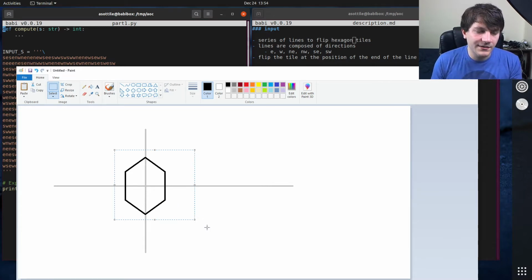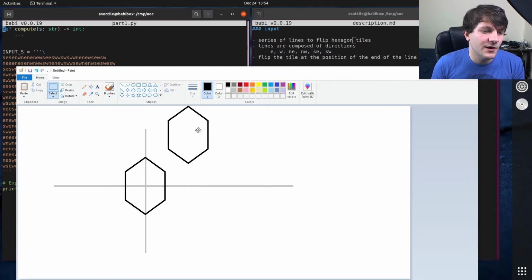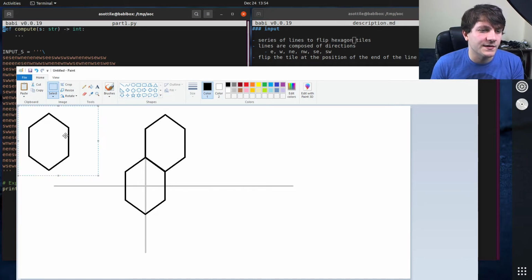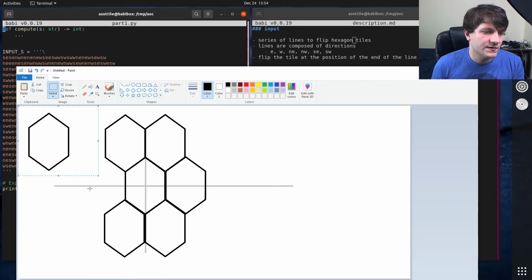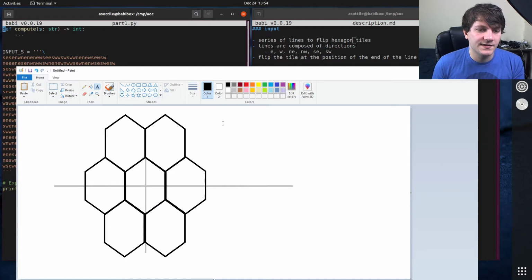So what I thought about for this problem is we have to imagine that we have a grid of these hexagons, so something like this. Let's actually just do all the ones that are around this central one, and then we'll show you how I managed coordinates. So we got 6 of these here. We know that we're starting at 0, 0.